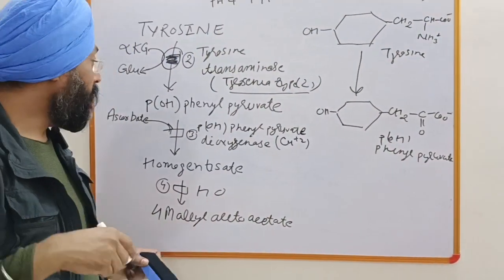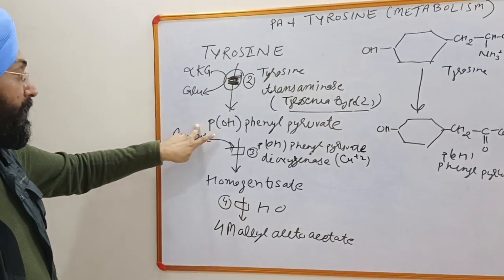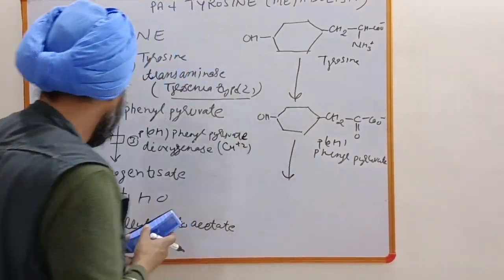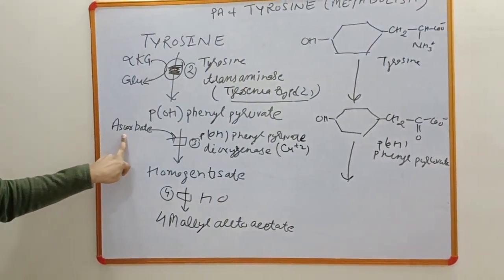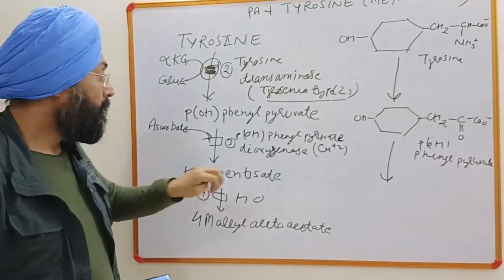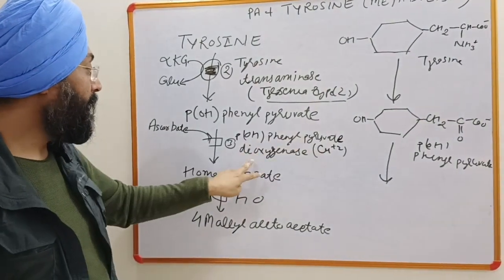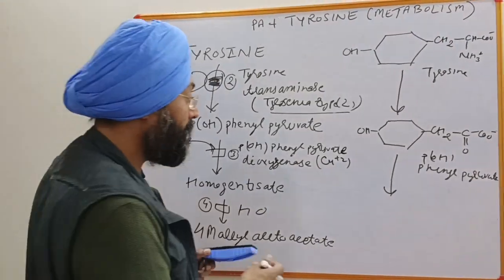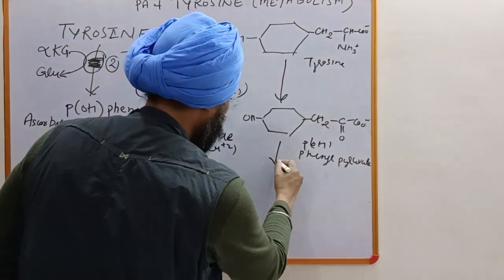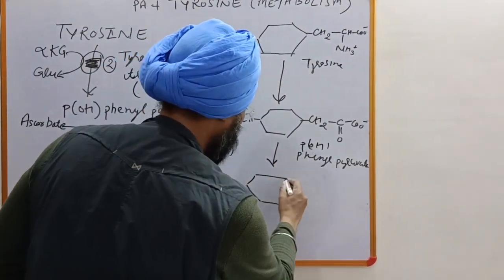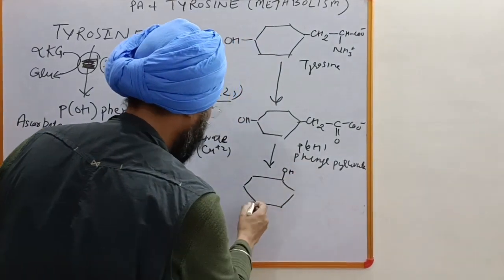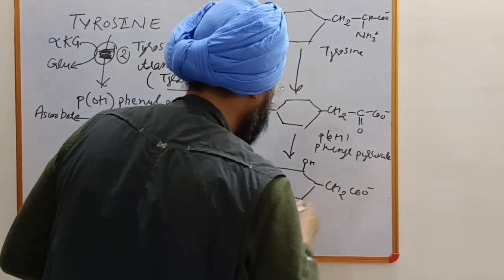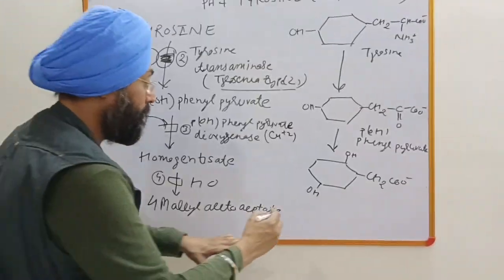Right. Now we will move forward. Para-hydroxyphenyl pyruvate is now converted to homogentisate, right? How? The reaction requires ascorbate, vitamin C, and this enzyme para-hydroxyphenyl pyruvate dioxygenase is a copper dependent enzyme, right? So now we'll draw the structure of homogentisate. So this is homogentisate, right?